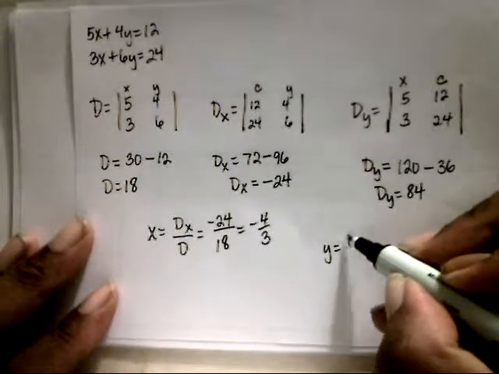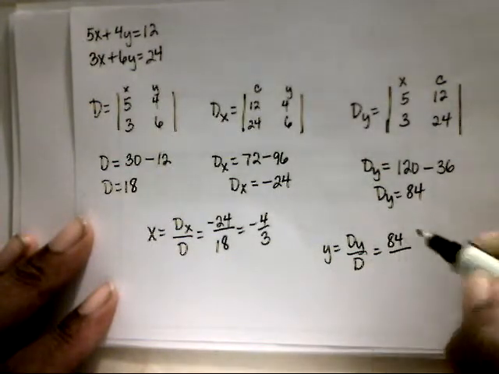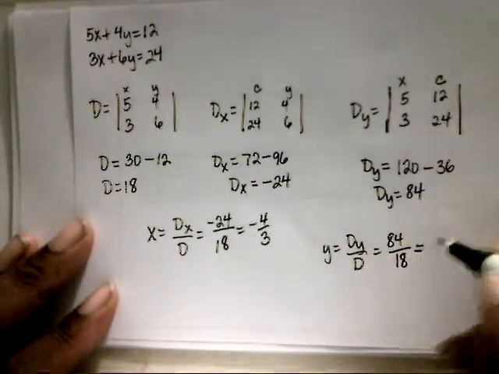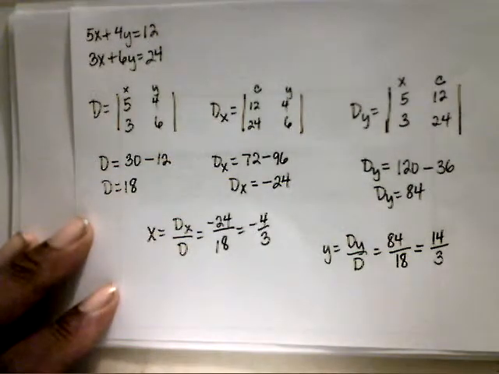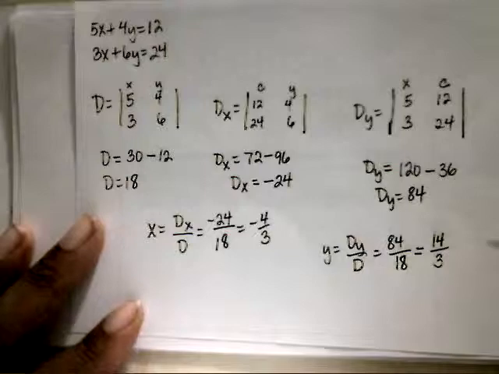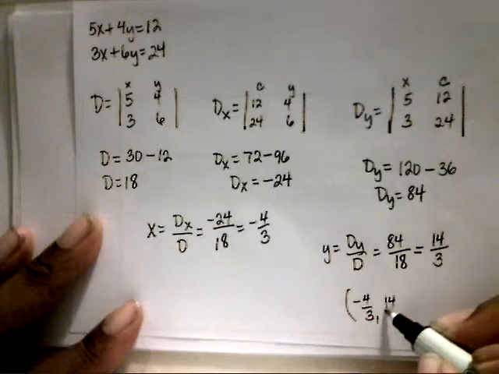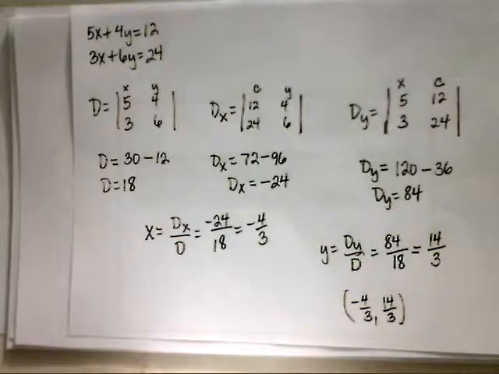Now for the y, that's d sub y divided by d. That would be 84, because that's what d sub y is, 84 divided by d, which is 18. So 84/18, reduced as an improper fraction in simplest form, will be 14/3. So your y is 14/3. So the ordered pair for this system of linear equations will be -4/3, 14/3. Okay, so this is an example of how we solve a system of equations using Cramer's rule.